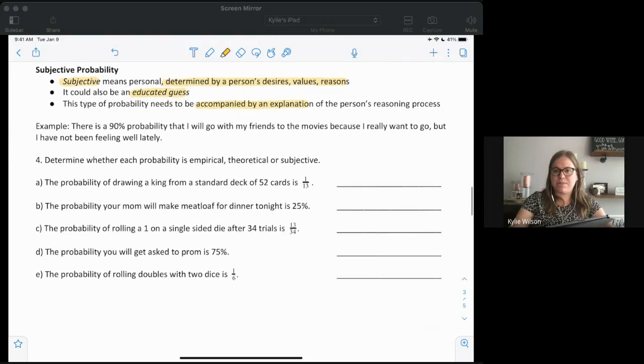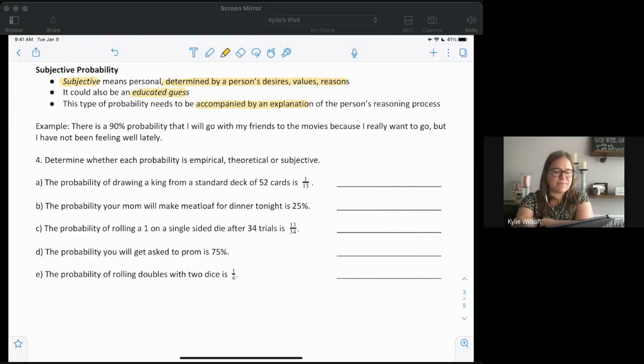So here's an example. There's a 90% probability that I will go with my friends to the movies because I really want to go, but I haven't really been feeling well lately, right? There's a 90% probability I'll go. We can't really calculate that, but I want to make an educated guess. Like, I'm very sure I'll be there. Oh, but there is this one-off thing that could happen that could stop me.